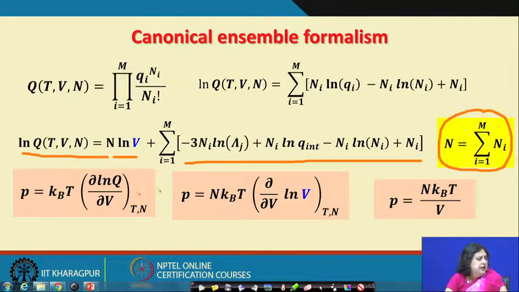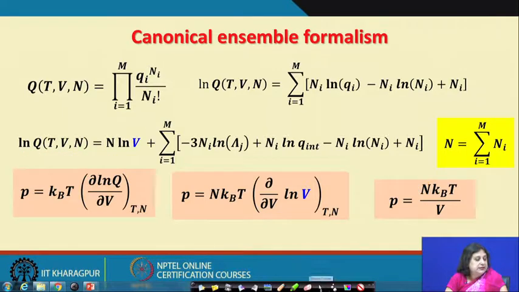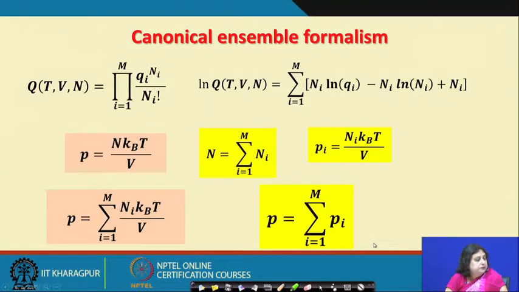Now, when I calculate pressure, obviously pressure is given by the derivative with respect to V of ln Q, and I find that pressure is now given, as before, by capital N kBT by V. But here this capital N is not the total number of particles of one type, but rather the total number of particles taking all the different M types together. Okay?